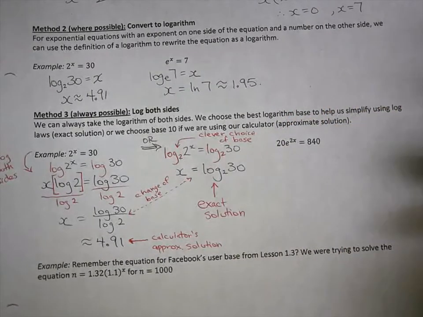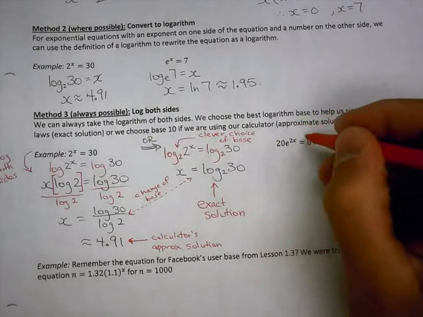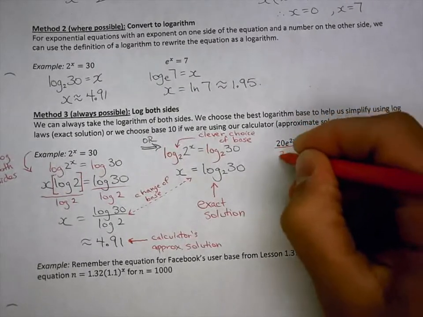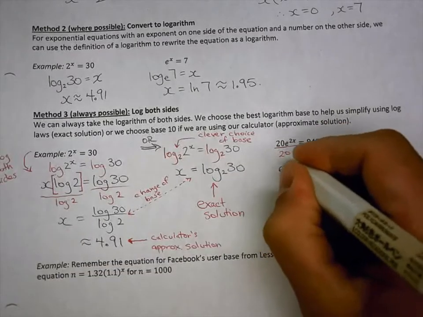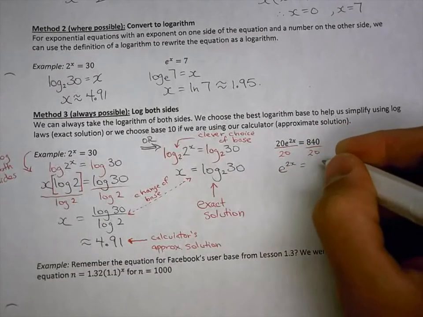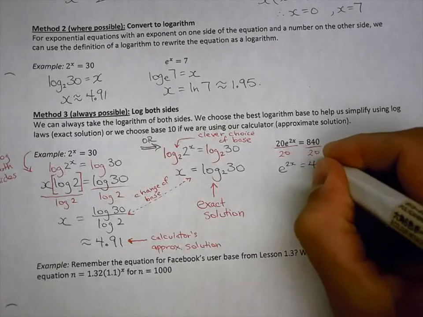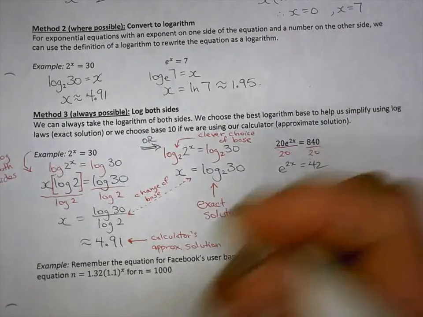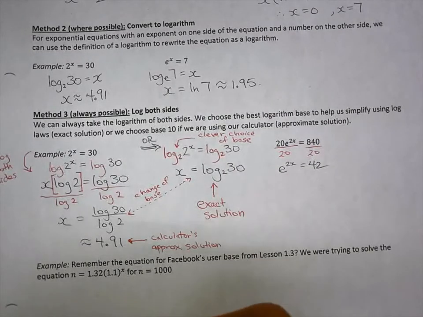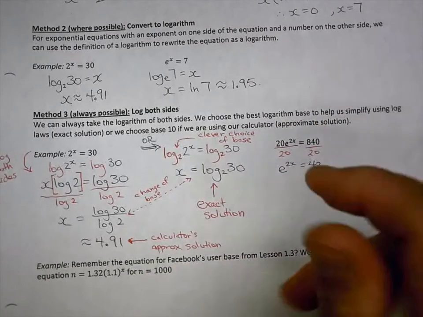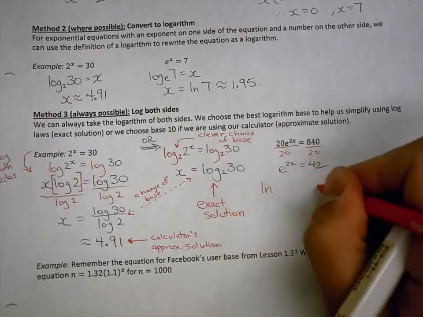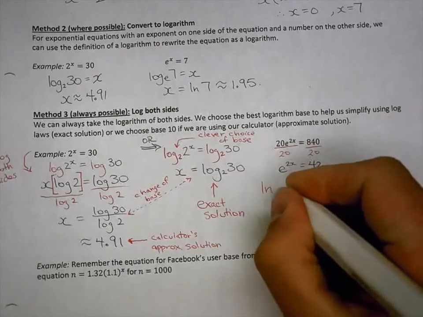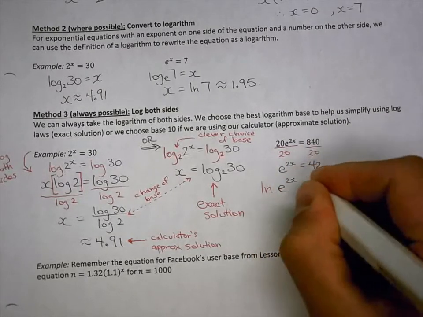But actually, before logging both sides, let me get rid of the coefficient. So let me divide both sides by 20. That's going to leave me with e to the 2x is equal to 42. Now I'm ready to log both sides. But I probably want to take ln of both sides. That is, I probably want to take log base e of both sides.